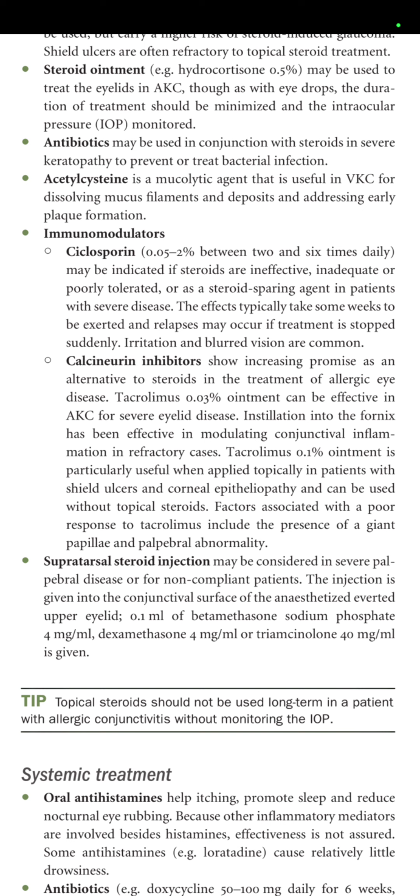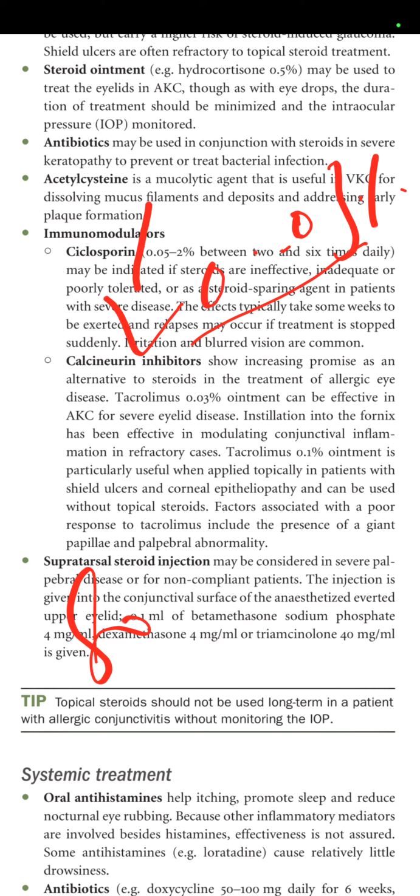So, calcineurin inhibitors include tacrolimus ointment, and they can be used in severe refractory cases, especially in cases of shield ulcer and corneal epitheliopathy.